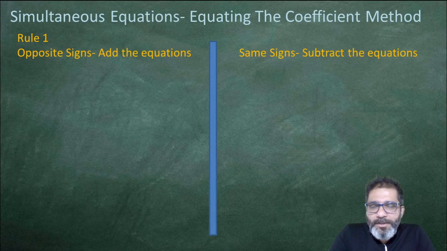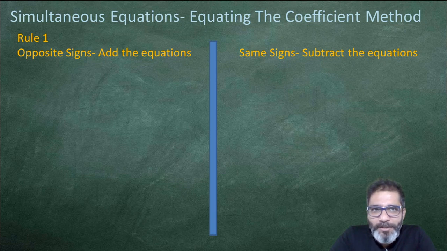Okay, students, in today's video, we are going to study how to solve a simultaneous equation by equating the coefficients. I have divided this particular method into two parts, rule 1 and rule 2, which will make solving all the equations very easy. So what does rule 1 say? Opposite signs, add the equations, and same signs, subtract the equations. I'll explain this with the help of an example.